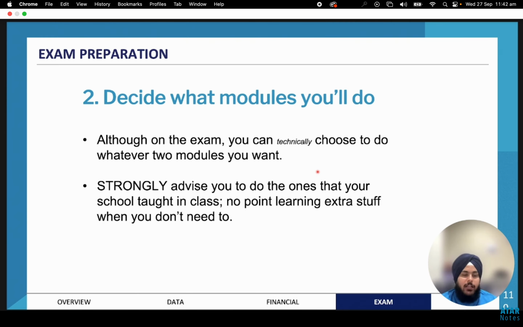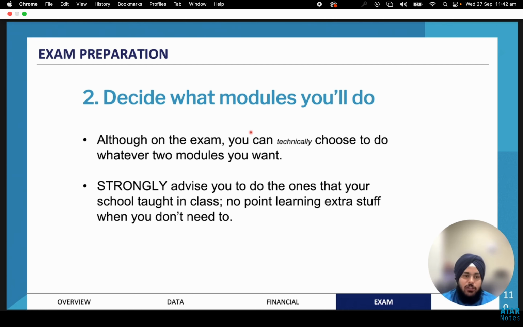Thirdly, when you start doing practice exams, work out what modules you'll be doing first. Not which 2 modules you choose, but which modules you're going to do first. So if you're really strong with data, you might start with data first, or if you're really familiar with matrices, you might start with matrices, but work that out as soon as possible.